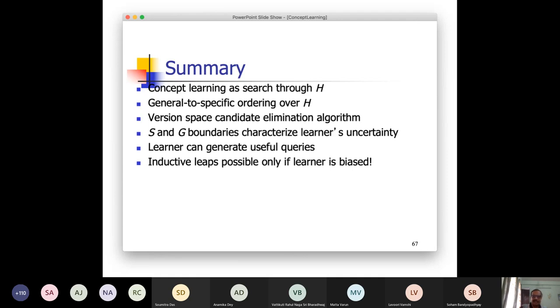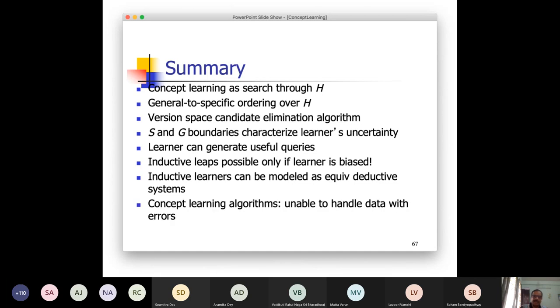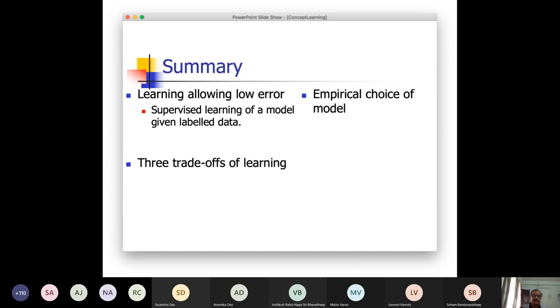There should be inductive bias in the formation of hypotheses. We discussed what is meant by inductive bias theoretically, that it makes the learner equivalent to a deductive system. In the concept learning algorithms we discussed, we considered the training data set to be error-free, but in general you will have noisy data. So you should allow hypotheses with low training error, and we'll discuss that in the next topic, decision trees.